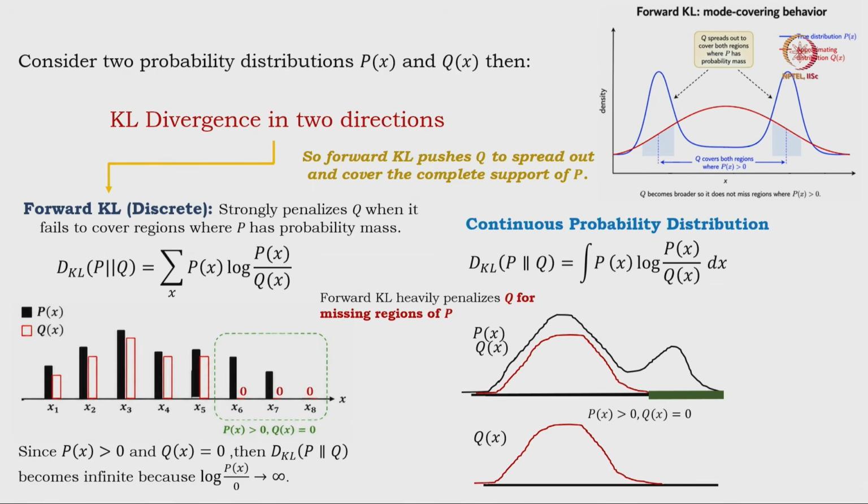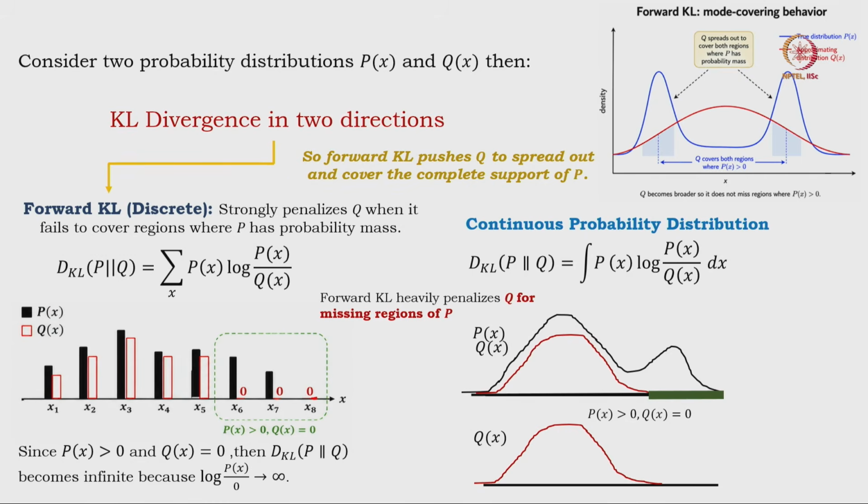Is this clear? So it is very simple. What is KL divergence? It is used to measure how far one distribution is from another. Now you have a forward as well as a reverse. What is a forward? Forward says here Q has not covered the region where P has some mass. Then forward KL is going to penalize the Q for not covering the region where P is having some mass.